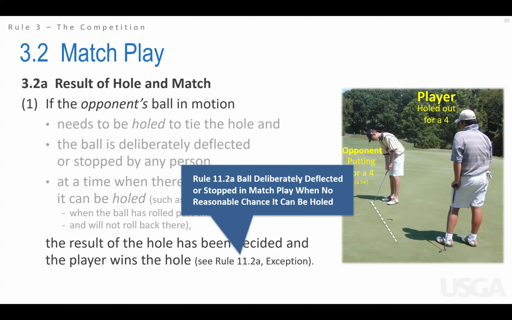This has been changed as of, I believe, the 2019 rule change. There's now an exception to when the ball is in motion, but it only applies when there's no possible chance that that ball is going to go in the hole. When that opponent is putting for a tie, it needs to be holed for that tie. If there's no possible way that ball is going to go in the hole, and the other player either picks it up or deflects it back to the person, no penalty here. The result of the hole has been decided.